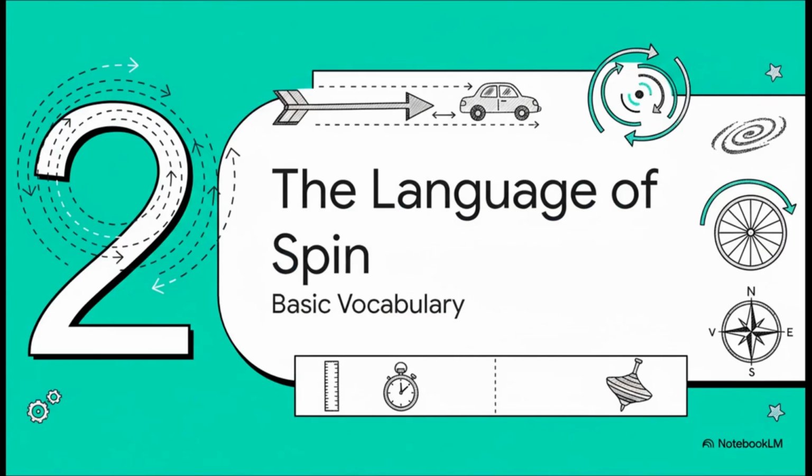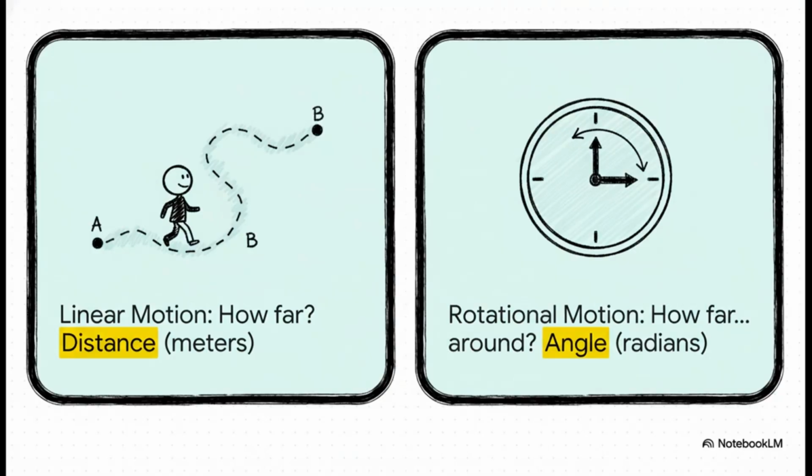Okay, so before we can really dig into the forces, we've got to get our vocabulary straight. I mean, how do physicists even talk about things that are spinning? Let's build our own little dictionary, comparing the linear world to the rotational one. The translation is actually surprisingly simple. So in linear motion, we ask how far did it go, and we measure that in meters or feet. For rotation, we just ask how far did it turn, and we measure that as an angle using units like degrees or, if you want to be a physicist about it, radians.